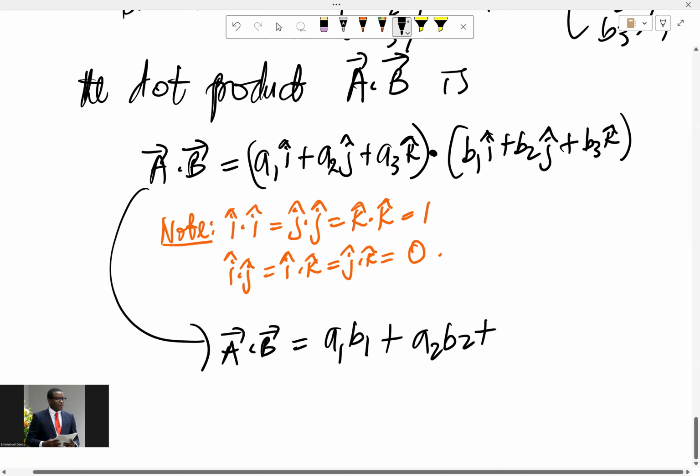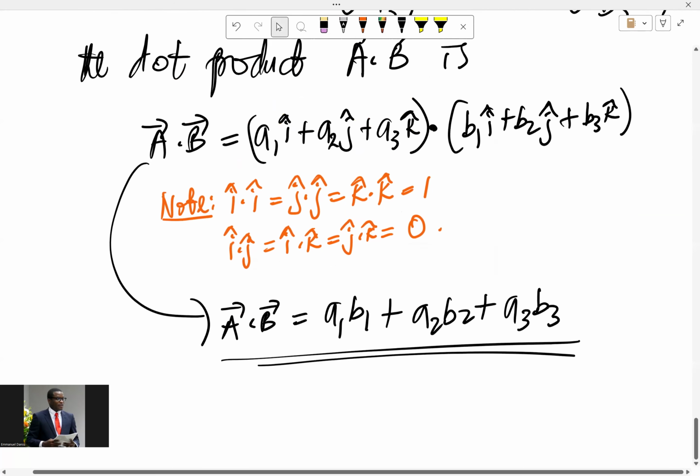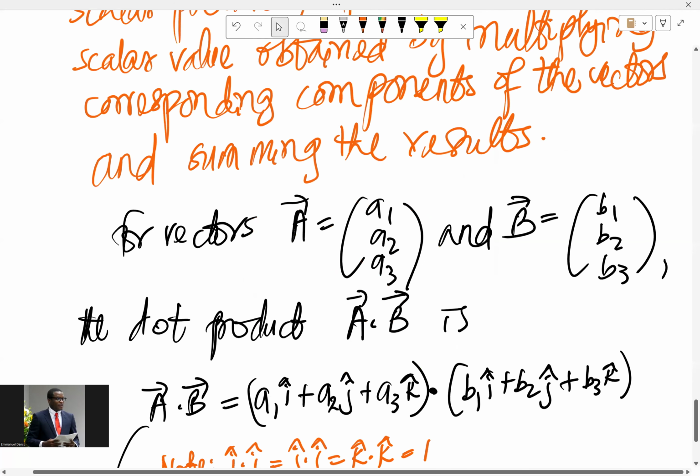And then A2j and B3k won't work because j and k is 0. Like you have seen, the dot of them is 0. And lastly, you have A3k and B1i 0, A3k, B2j 0. But A3 B3 would work, because k dot k will be 1. So this is actually what we have as the dot product of two vectors like that. And that actually has a geometric representation.